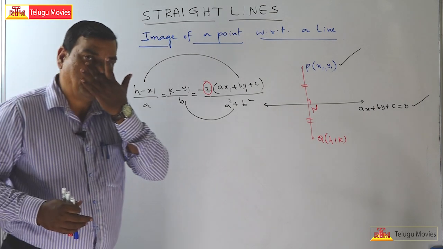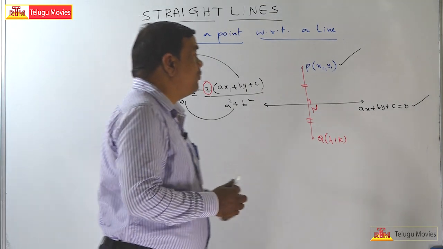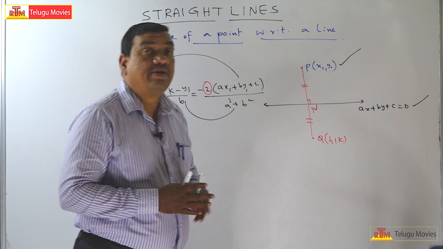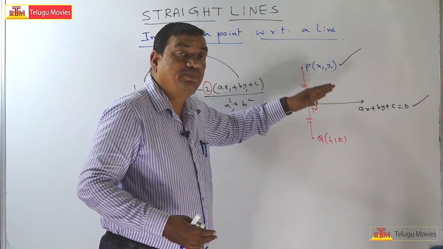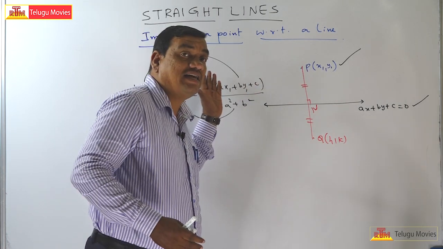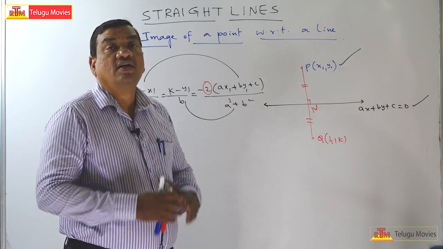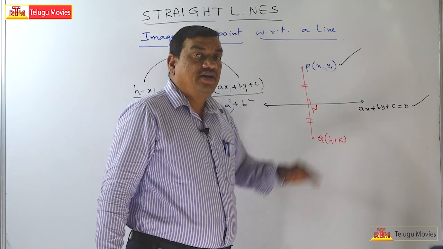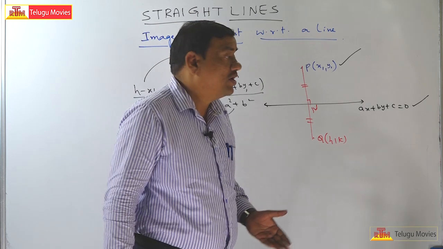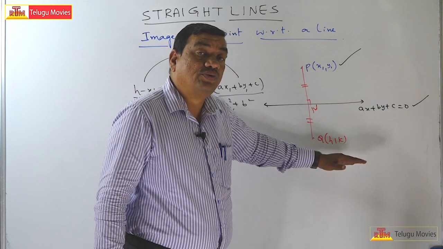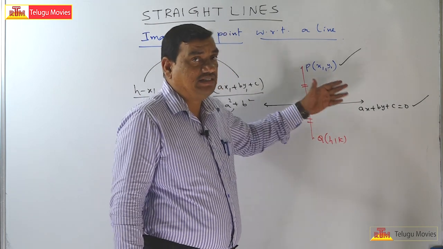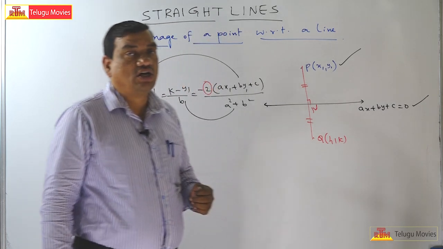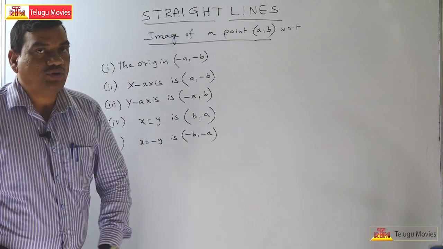Now what we are going to see is, given a point, what is the image of the point with respect to the x-axis, with respect to the y-axis, with respect to the origin. Same, given a line, what is the image of the line with respect to the x-axis, with respect to the y-axis, with respect to the origin. That also we are going to see.